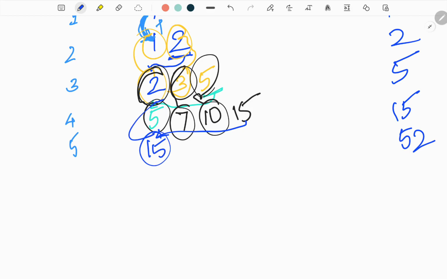Then 15 plus 5 is 20. 20 plus 7 is 27. 27 plus 10 is 37. And 37 plus 15 will be 52.